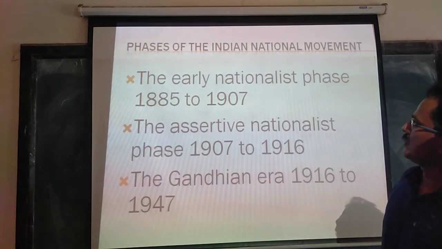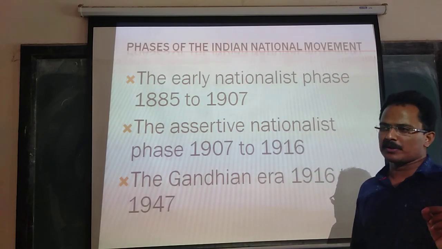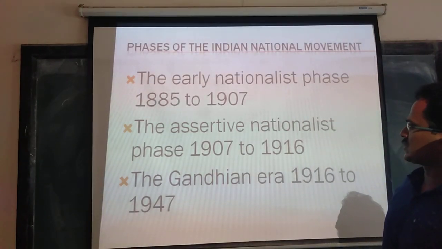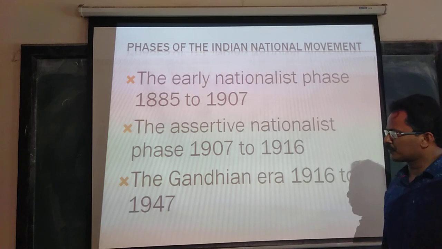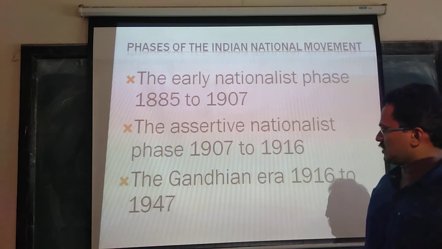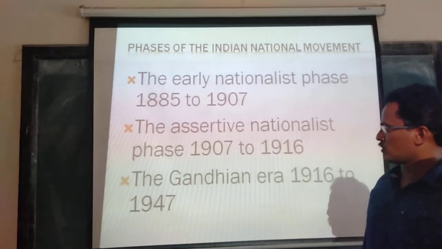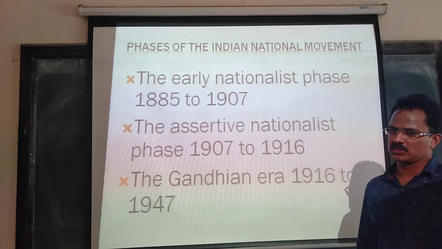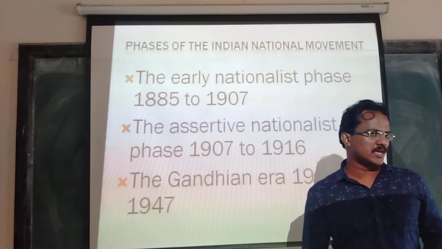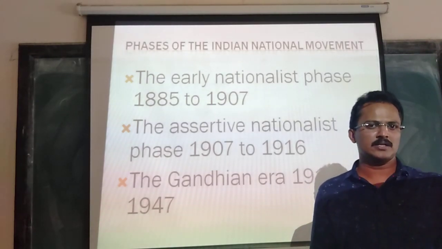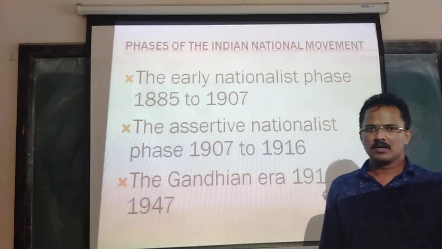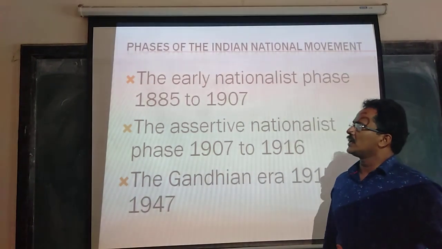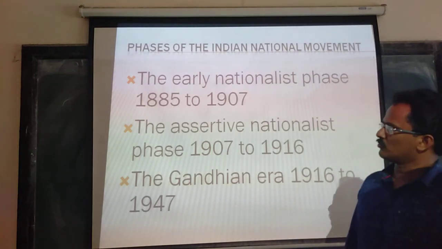The first phase is called the early nationalist phase, that was from 1885 to 1907. The second phase of the nationalist movement is the assertive nationalist phase, that was from 1907 to 1916. The last and third phase is called the Gandhian era, that was from 1916 to 1947. These three phases of the nationalist movement are different in their approach towards the British, but the intention was more or less the same. Today we are going to study about the first phase of the nationalist movement in detail.